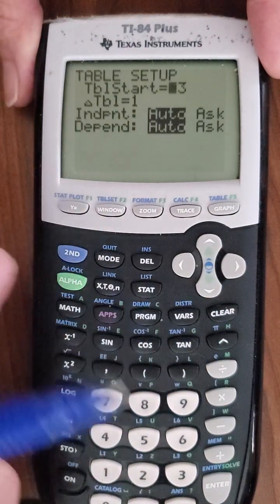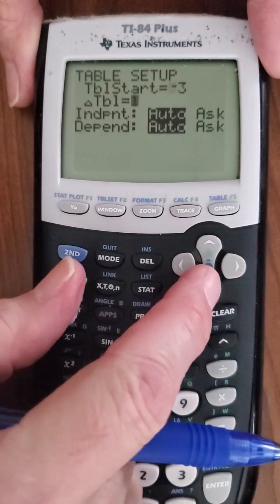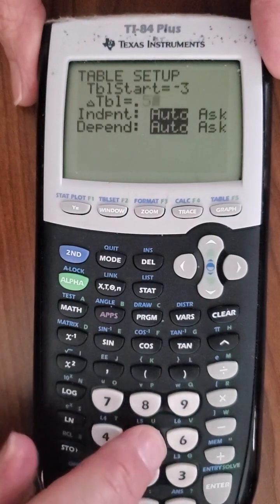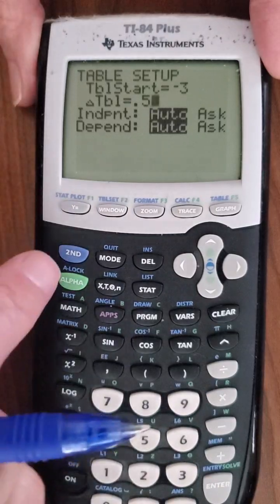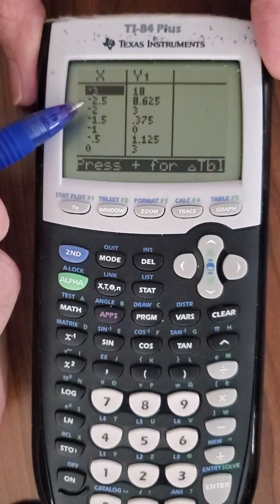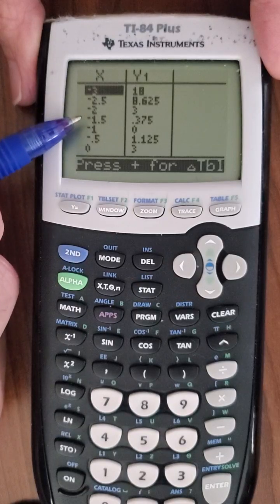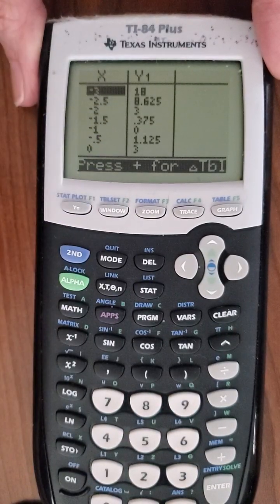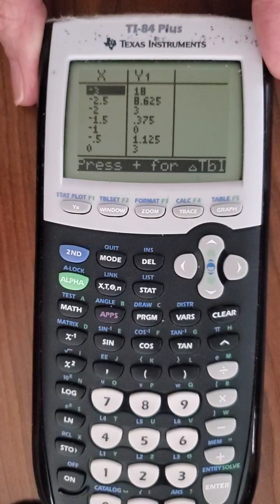I can do that if I want to change how the numbers are set up here. Right now we're going by 1 for every x. I could choose to go by a half, or by 0.5 every time, and look at what happens. And then we're going -3 to -2.5, -2, -1.5, -1, a half, 0, and so on, and it gives you the y values for that. So that can be really useful sometimes.